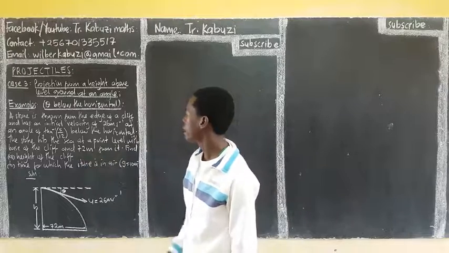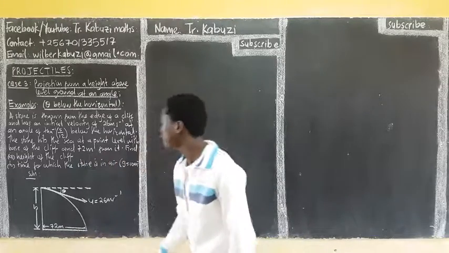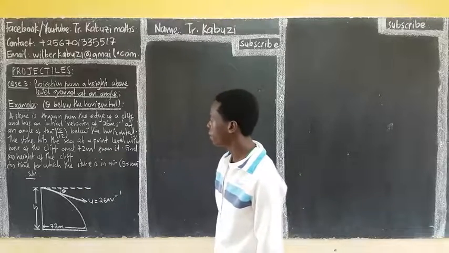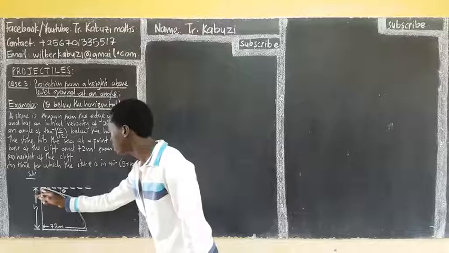Say at 72 meters away from it. Find the height of the cliff. Then the time for which the stone is in the air. Now they are asking for the stone when it's in the air.